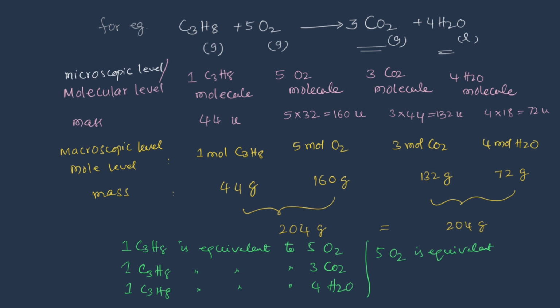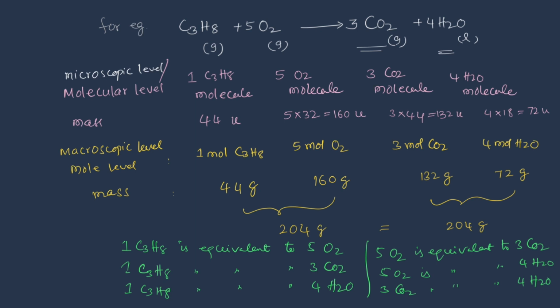already it is reverse, 1 C3H8 is otherwise equivalent to 3 CO2. Similarly, 5 O2 is equivalent to 4 H2O. Similarly, 3 CO2 is equivalent to 4 H2O. Based on this, we can calculate.